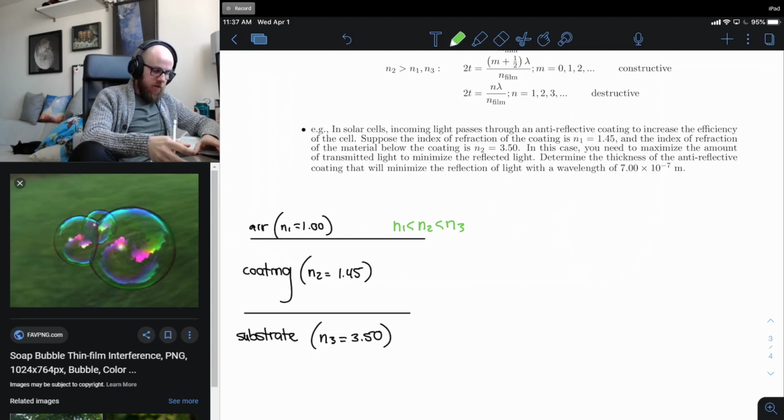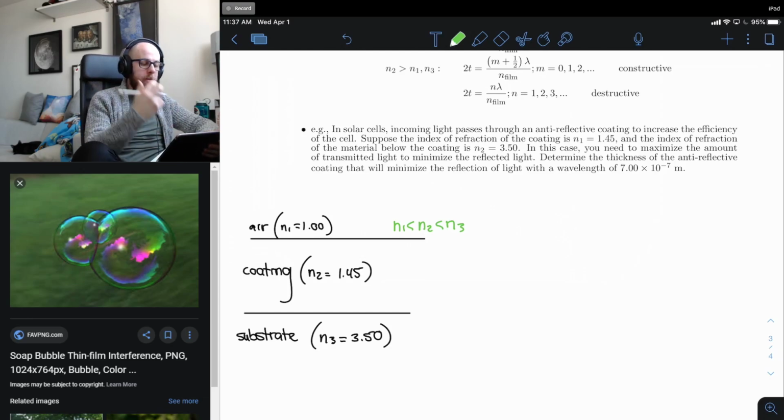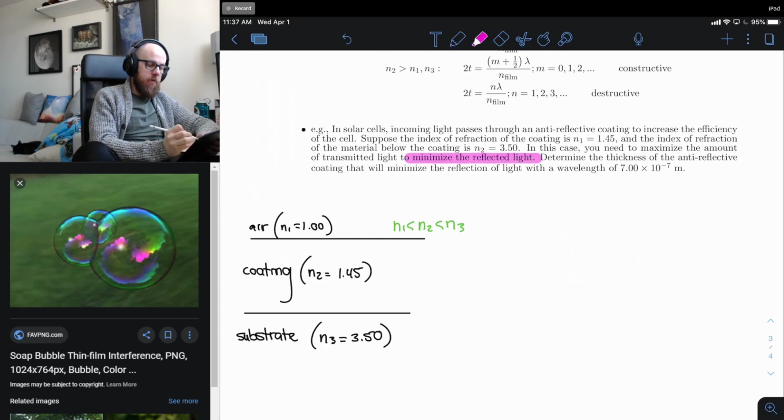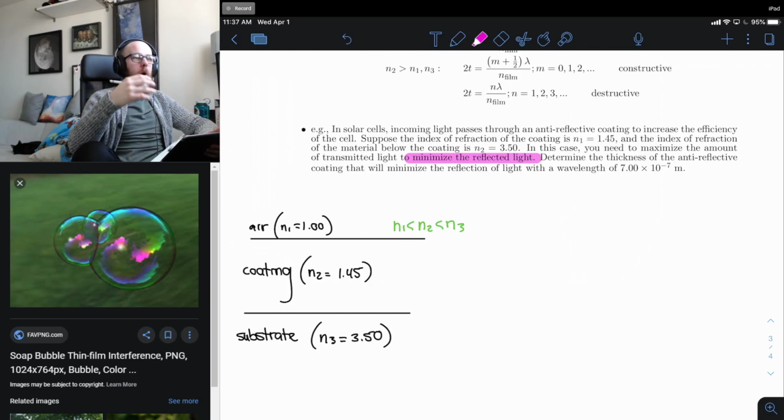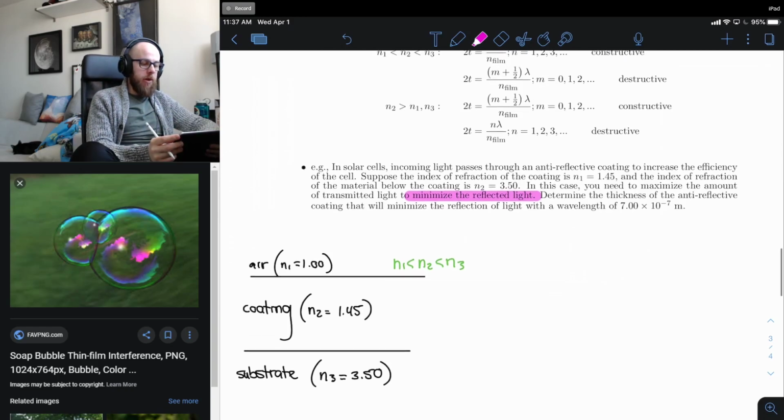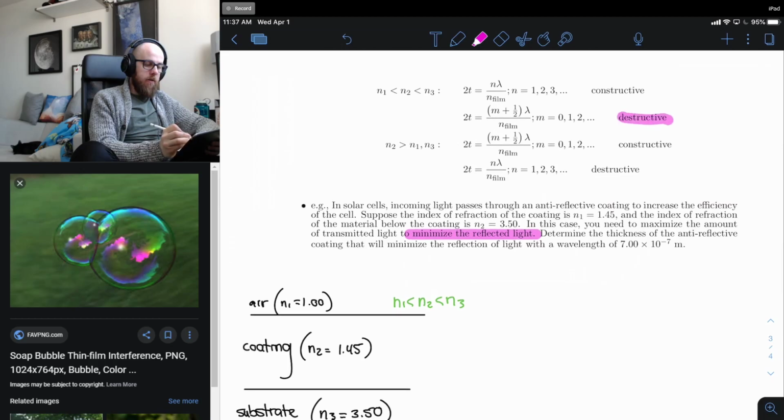So in this case, we need to maximize the amount of transmitted light. And by doing that, we're trying to minimize the reflected light. So it says here, we're trying to minimize the reflected light. Okay, so essentially, we're not in a constructive interference scenario anymore. We want destructive interference to occur, right? We don't want there to be any reflected light. Okay, so essentially, we're going to be dealing with one of the destructive formulas here.